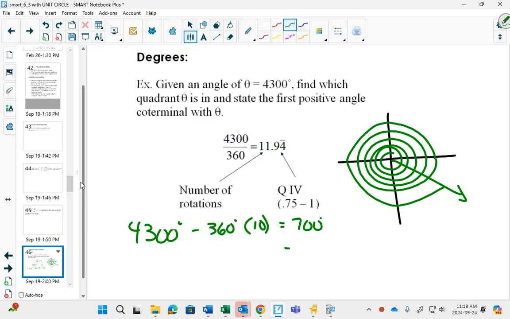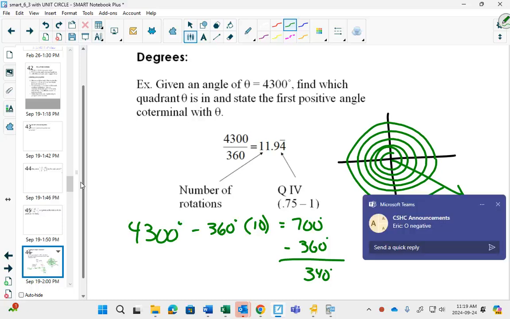And then I would probably just subtract 360 degrees again and get 340 degrees. And I could also say that 4,300 degrees is coterminal with 340 degrees. And as soon as I get one in the first time around, is it pretty easy to see that 340 degrees is in quadrant 4? Okay, so that would be a non-calculator way. If you have your calculator, you could just divide and find out how many full rotations and then what decimal.